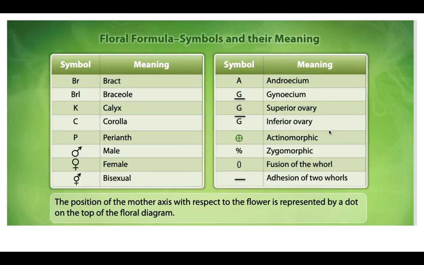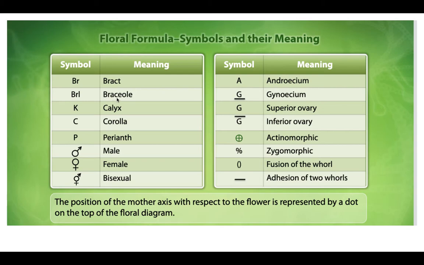Now in this chart, try to understand and learn the floral formula or symbols which are required to draw the floral formula and their meanings. Here are the symbols. BR means bract, presence of bract. For presence of bract, we are using this symbol.